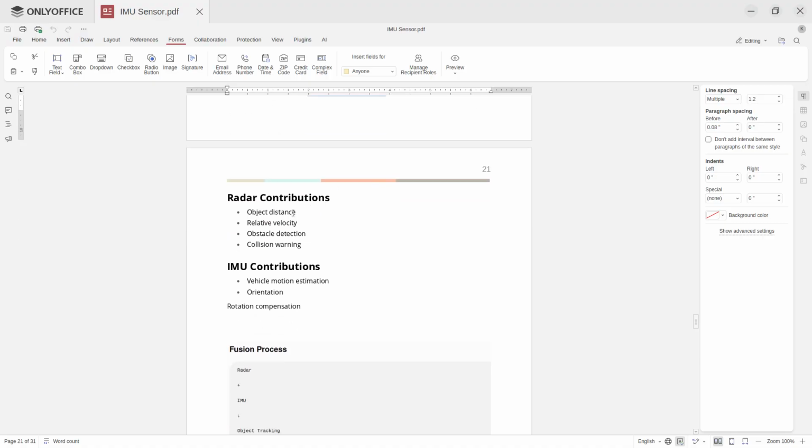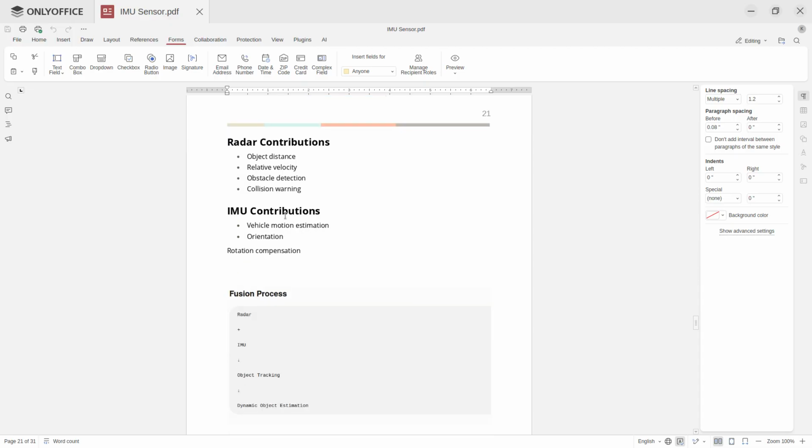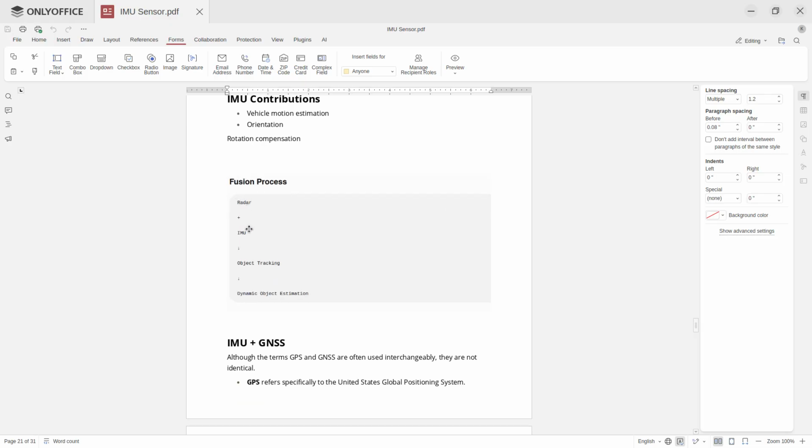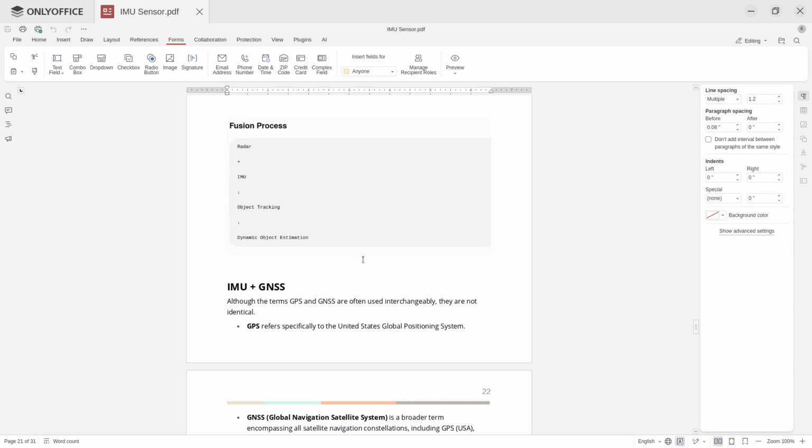Radar contribution: object distance, relative velocity, obstacle detection, collision warning. IMU contribution: vehicle motion estimation, orientation, rotation compensation. Fusion process: radar and then IMU, you do object tracking and then dynamic object estimation.